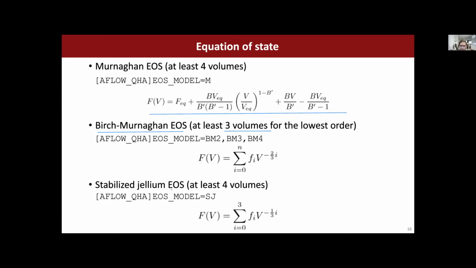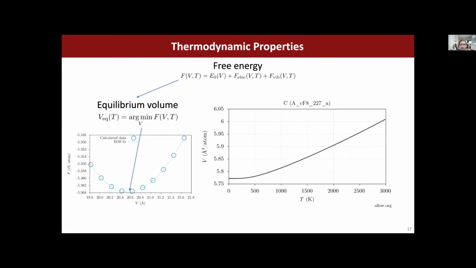And then we have stabilized jellium EOS, which was derived for electronic gas. And again, you need at least 4 volumes. It's a bit similar to Birch-Murnaghan model, but here you have only even powers, and in stabilized jellium, you'll also get odd powers. And with that, once you have this dependency, you can actually look for a minimum of free energy and see what the corresponding volume is. And it gives you the equilibrium volume.